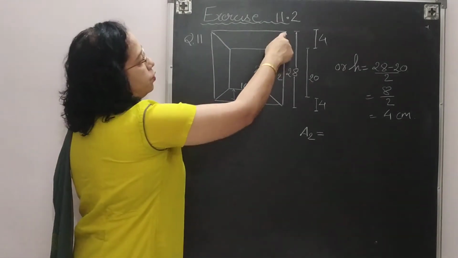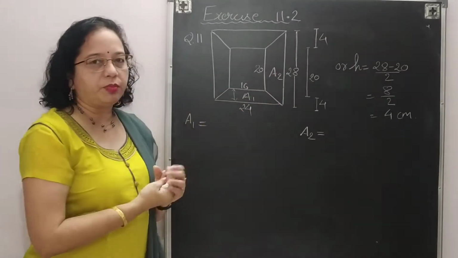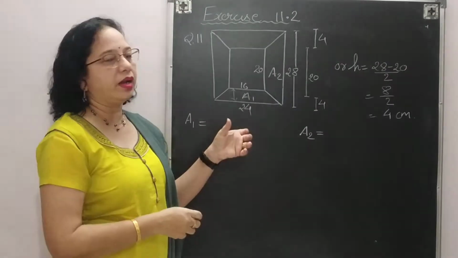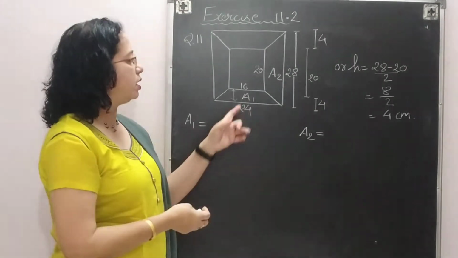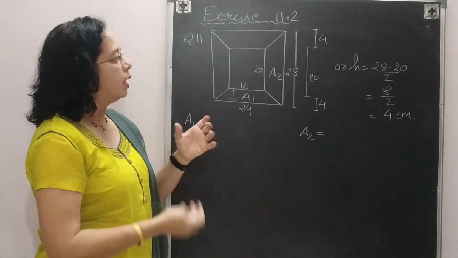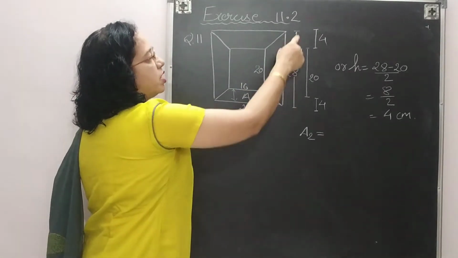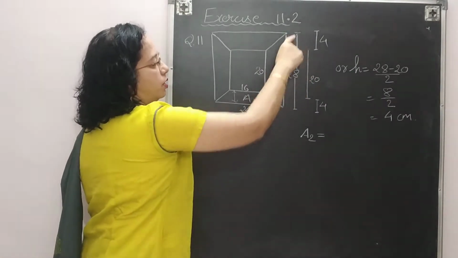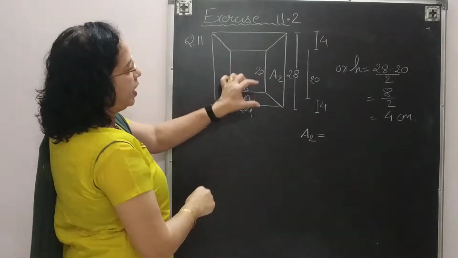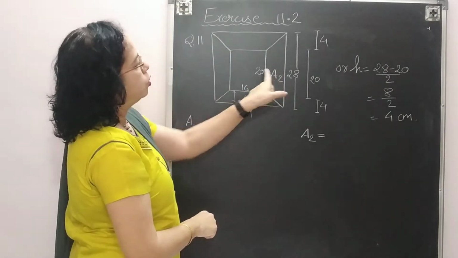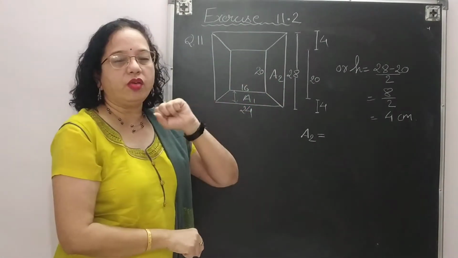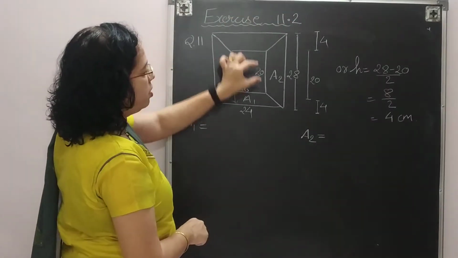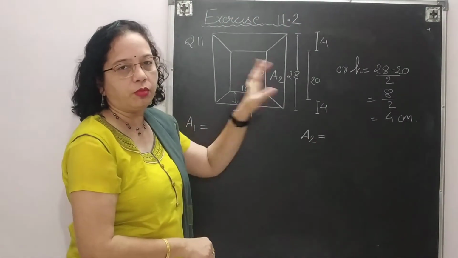This is a trapezium, and this is also a trapezium. What is the formula for a trapezium? Half into height into the sum of parallel sides, this side and this side. The total length is given as 28 and this much is 20, and the width is the same. So 28 minus 20 will give you 8. The 8 will be divided in two parts, so this part will be 4 and this part will be 4 centimeter.